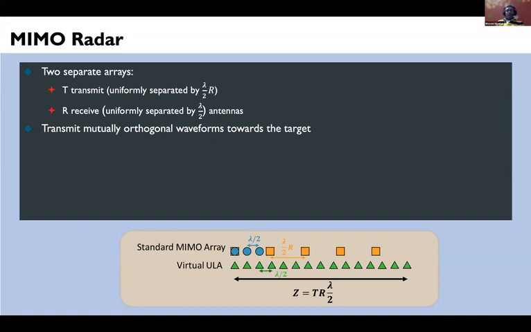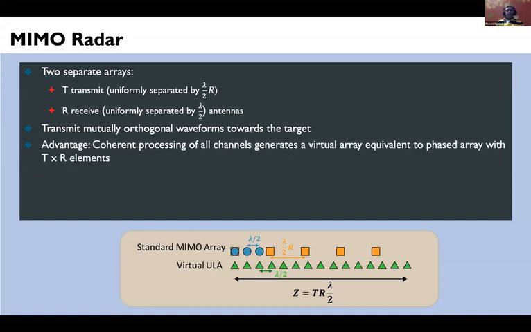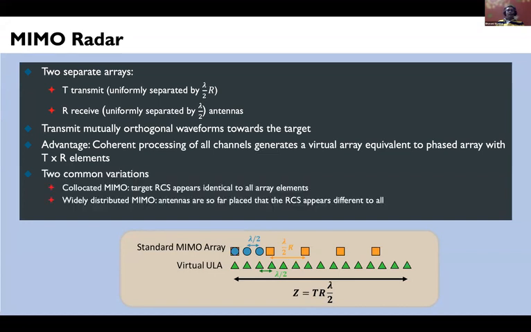And then the idea is that when I have this formulation, you could actually have a much larger array using T transmit, R receive. You could have T times R elements. So it gives me a much longer virtual array with very few elements. So this is the idea that you could still have virtually a massive antenna system, but with few physical elements.